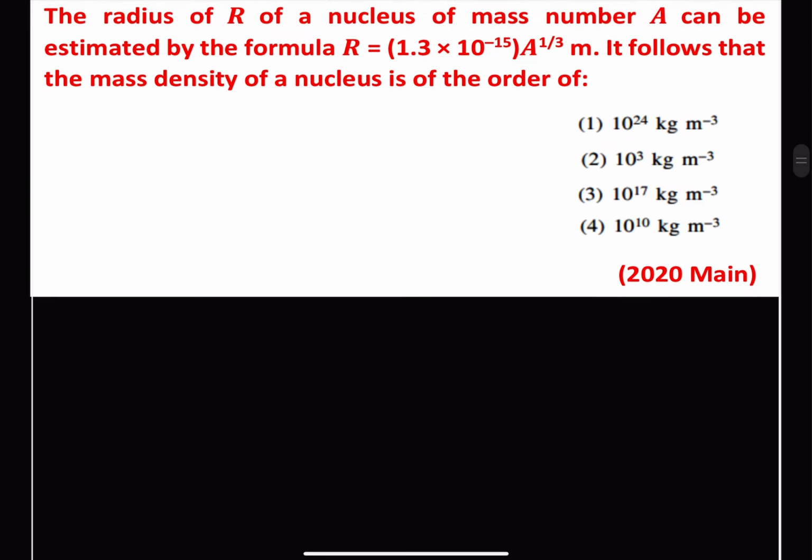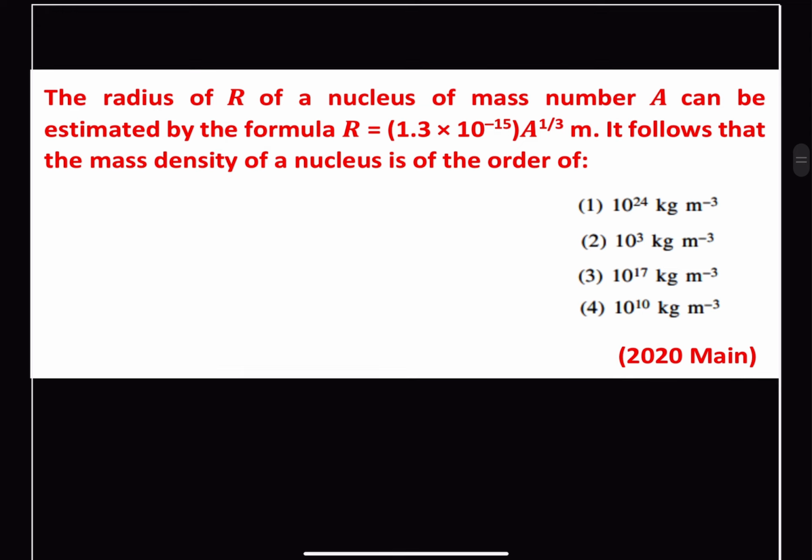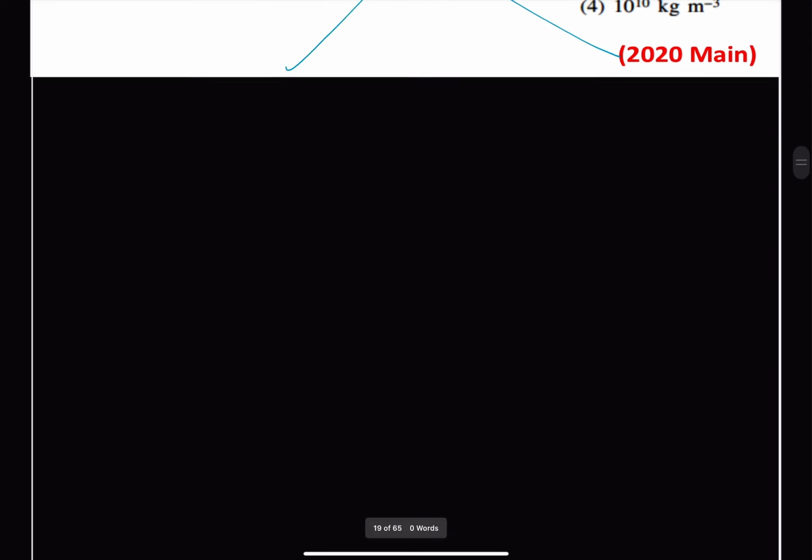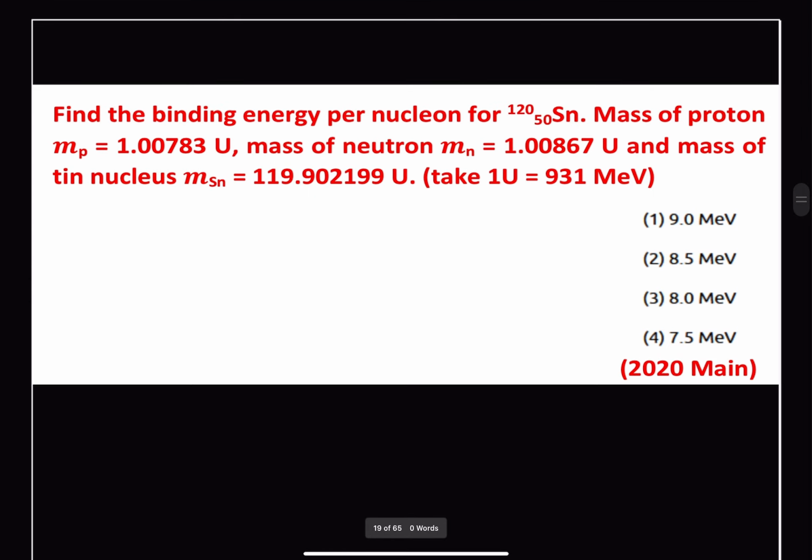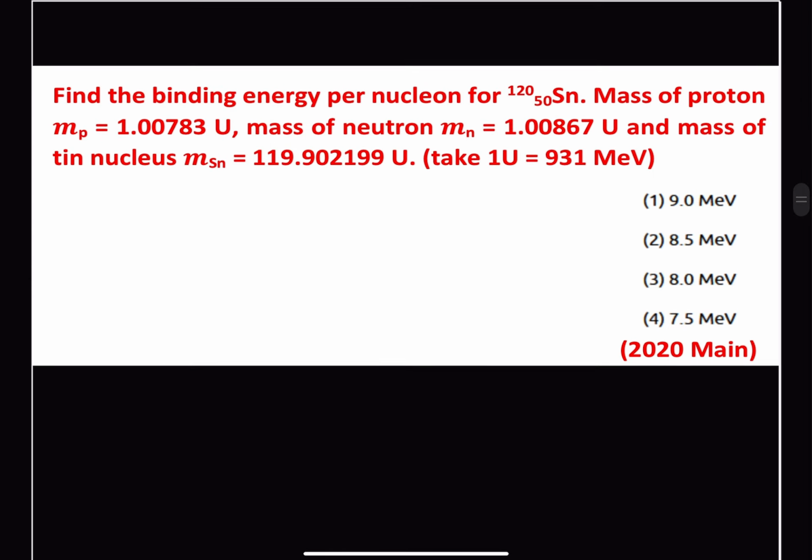Next question. Find the binding energy per nucleon for tin, 120 50 Sn. Mass of proton is given, mass of neutron, and mass of nucleus of Sn is also given.